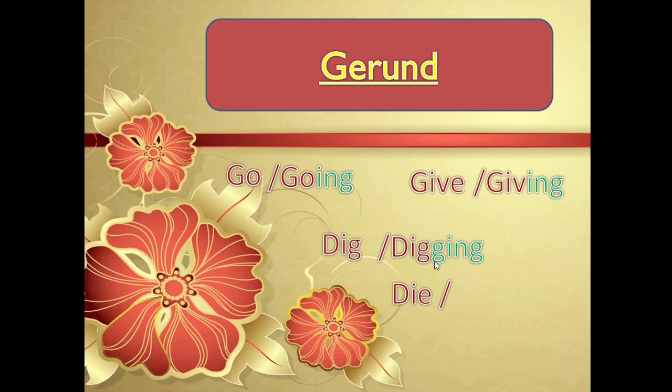Die, this verb ends with IE, so if you want to add ing to this verb, cross IE, then add Y, then ing. What about label or travel or cancel? If you want to add ing to this verb, double letter L at the end of the verb, then add ing. Great.